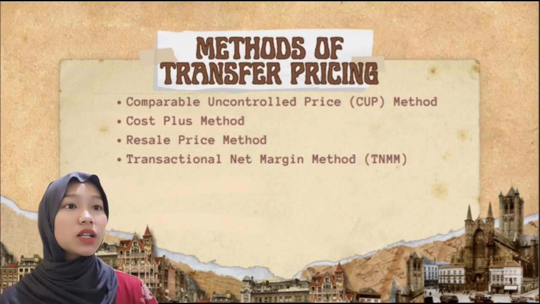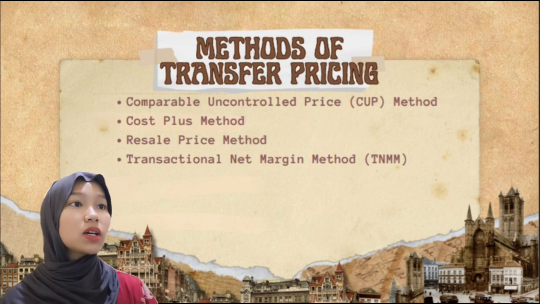3. Resale price method. This method involves determining the transfer price by subtracting an appropriate gross margin from the resale price at which a product is sold to an independent buyer.